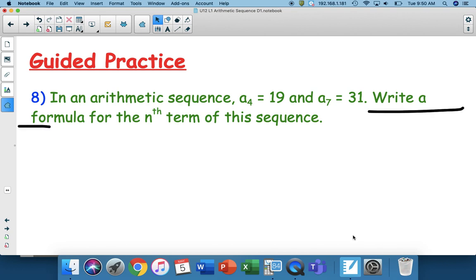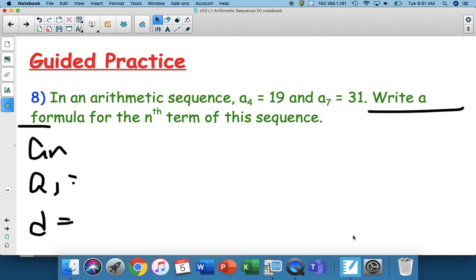Write a formula. Okay, so the first thing we have to do is figure out, we're not figuring out AN. We're leaving AN as it is. We've got to figure out our A1 and we've got to figure out our D, because those are the 2 that are going to matter.